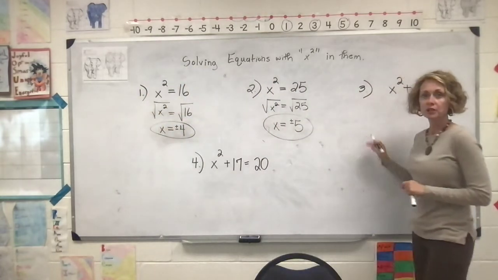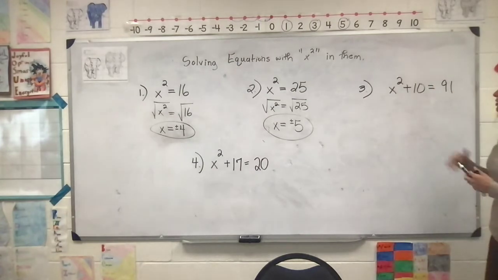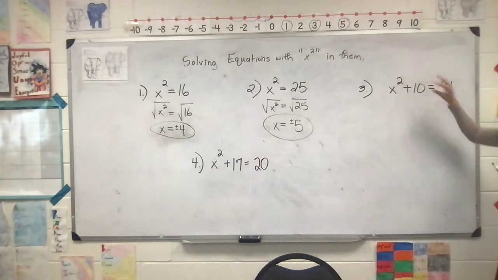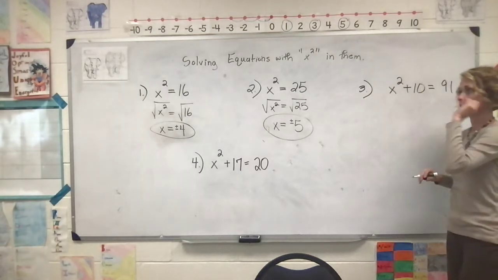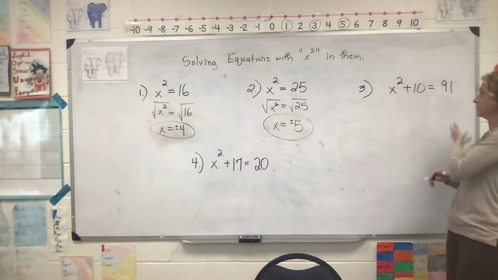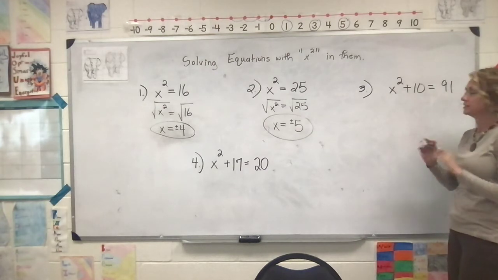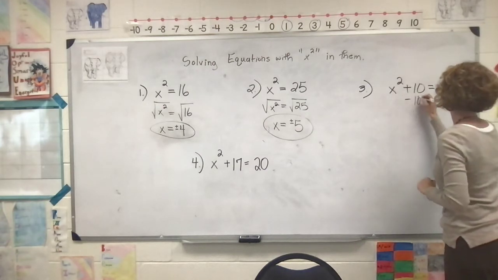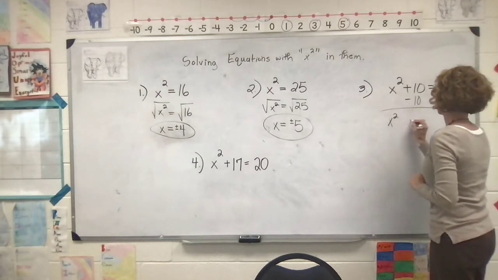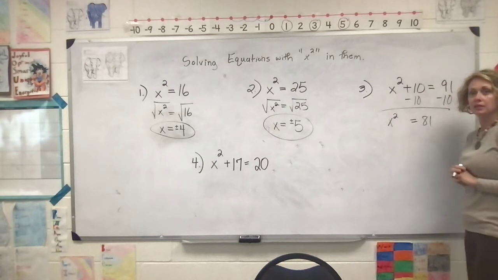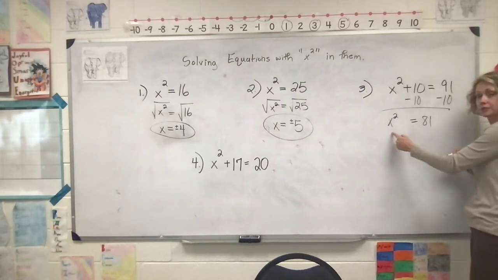Look at number 3. The equation is set up just a little bit differently, where you have x squared and you've got a number added to the x squared. So let's remember this. You always want to get your x squared term on one side by itself set equal to your number. So isolate that x squared first. So let's move 10 over. That's going to give me x squared equal to 81. And now I have my x squared statement.